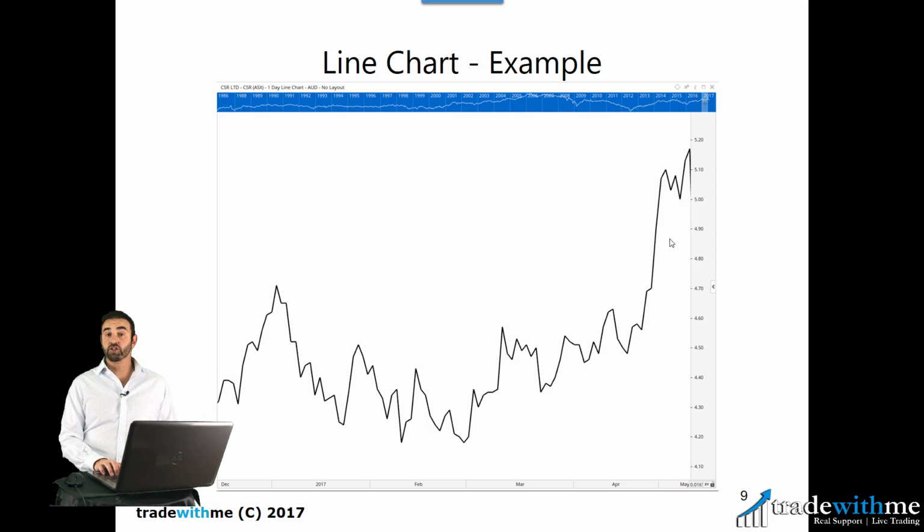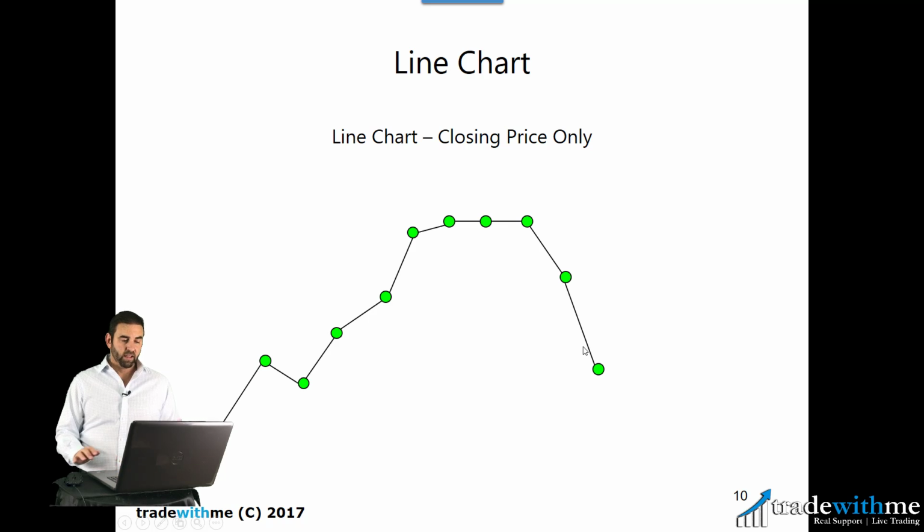What this does is it just shows the close price of each day. So it doesn't show the open, high or low prices. It only shows the close price. So all of these prices here are representing the close, and that's just combined with a line. Here's an example. If this is the close of each day, it's just represented in a line chart.